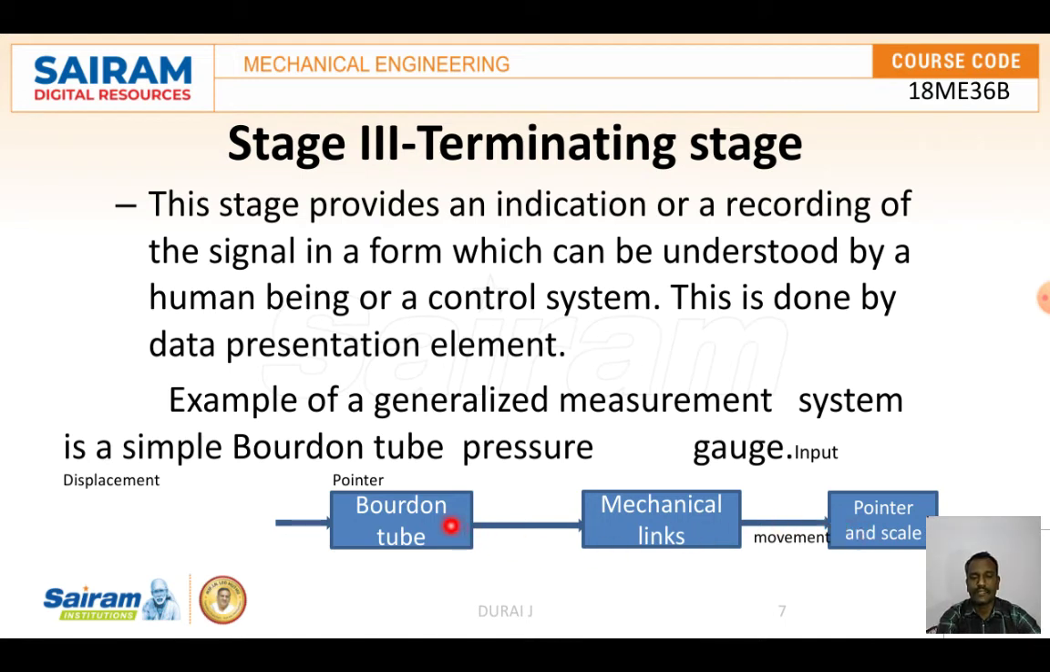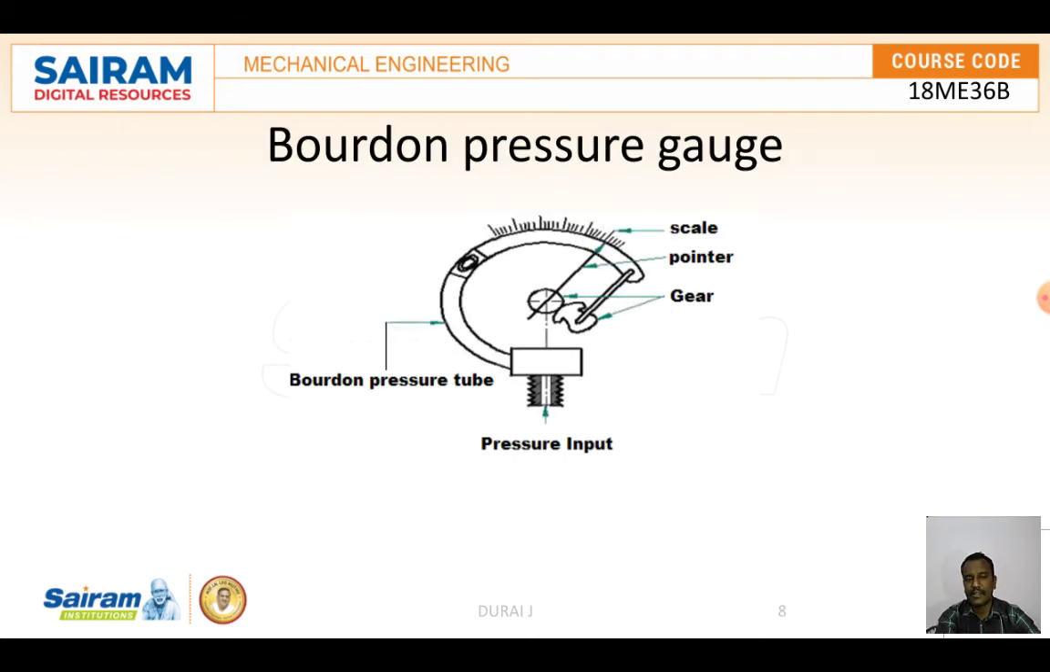So this is stage 1, stage 2, stage 3. Stage 1 is the sensing device, stage 2 is the modifying or magnification element, and the third stage is the display unit, that is the pointer and scale. From that value we note down the reading.